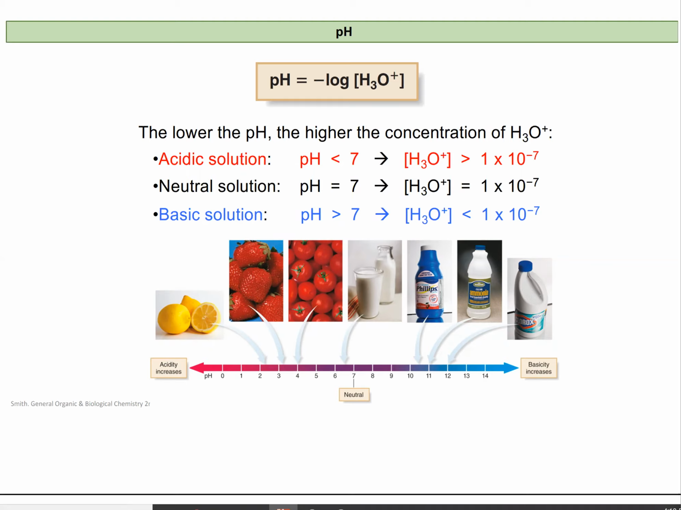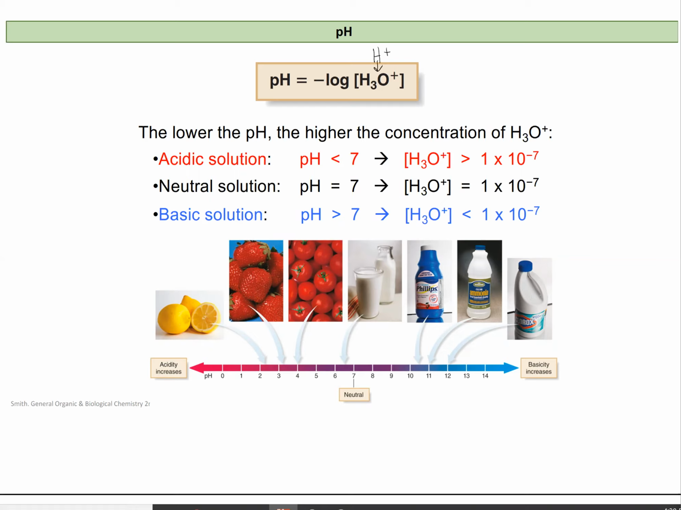In this video, we're going to talk about the pH scale. This is another way to communicate acid or base strength. So pH is equal to the negative log of hydronium ion concentration. You might also see this written as proton concentration instead.